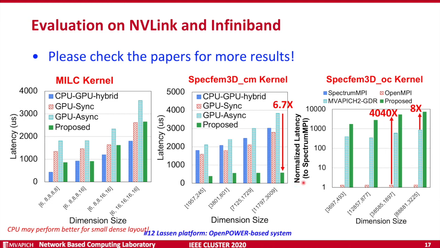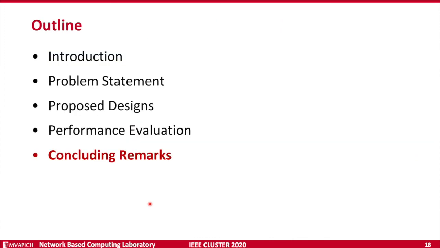This is on the Lassen system, and the CPU will sometimes perform better because using the CPU you don't do the packing at all. You don't have that overhead. So it depends on the workload and the system. Please look at the paper for more details on the evaluation.